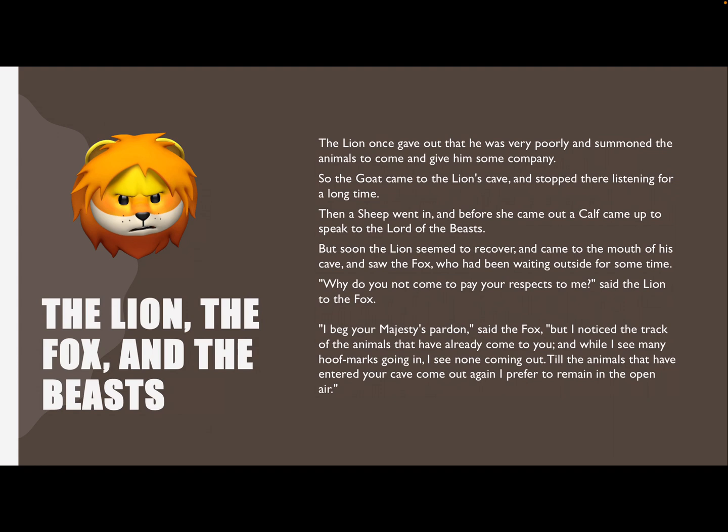So in this story, the lion is tricking the other animals to come into his den. "Oh, come and see me! I'm so poorly. I'm so old. You know, I can't possibly hurt you. I want company." And then as they go in, he eats them. The fox isn't tricked by it.